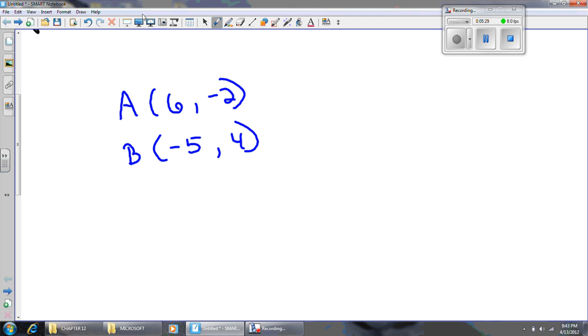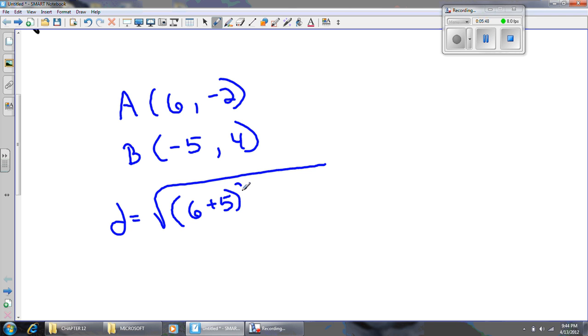Okay. Well, to do the distance formula, to set it up the way the textbook would have you do it, I'm going to say D is equal to the square root, and I'm going to subtract my x's. So I'm going to take 6 minus -5, which is 6 plus 5. At this point, I'm not going to show the minus negative. I expect you to be able to follow along with me. I'm going to subtract my y's: -2 minus 4. And I'm going to square it.